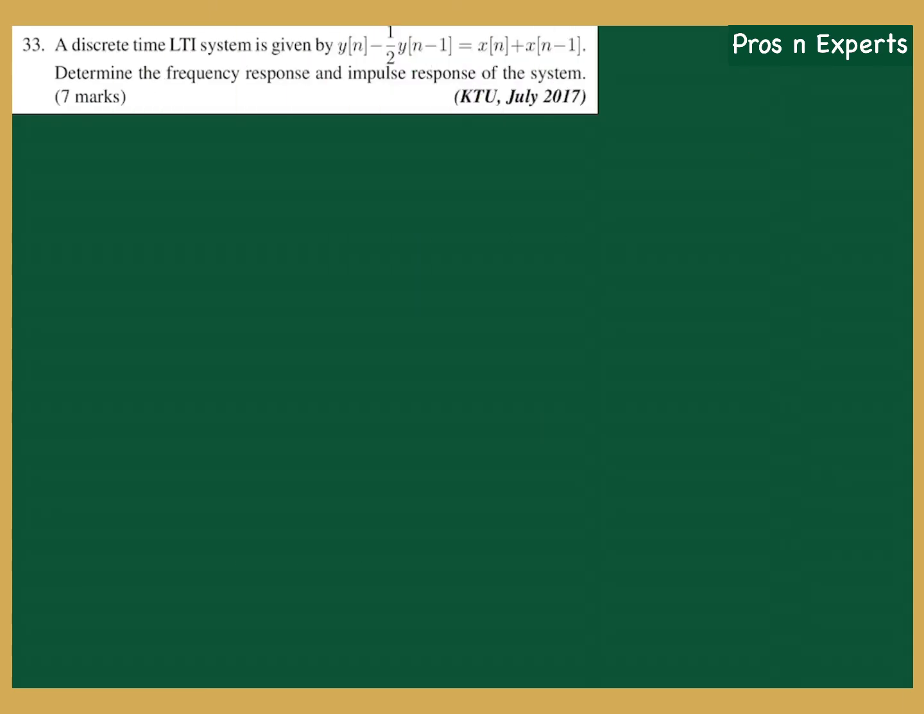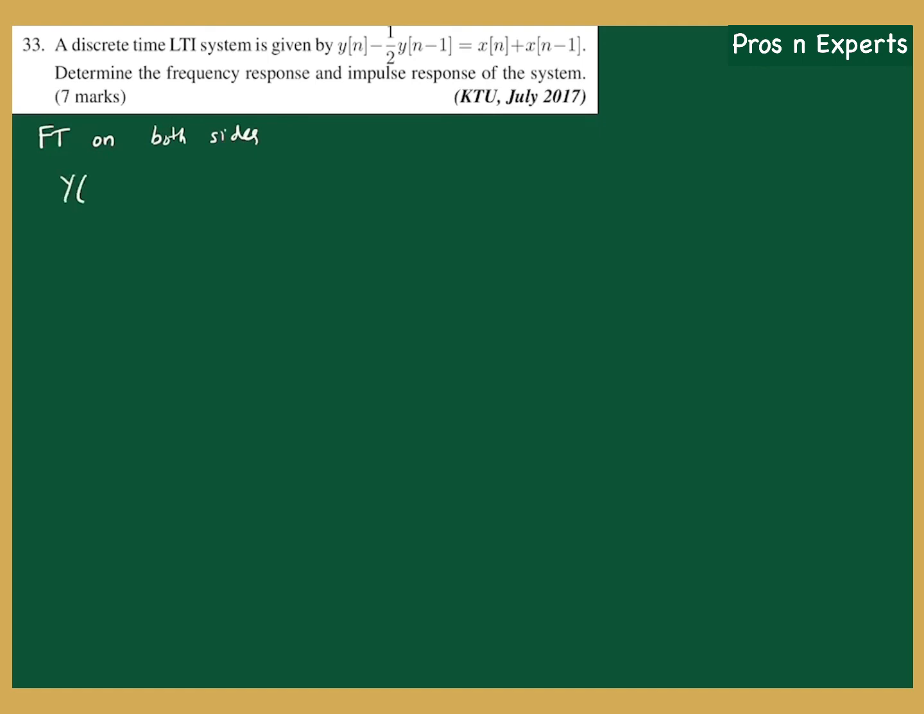Okay, fine. The next question is: a discrete time LTI system is given by a difference equation. Determine the frequency response and impulse response of the system. You need to find the frequency response and impulse response. I will do it very quickly. Since it is frequency response, it should be Fourier transform, so you apply Fourier transform on both sides of the difference equation.